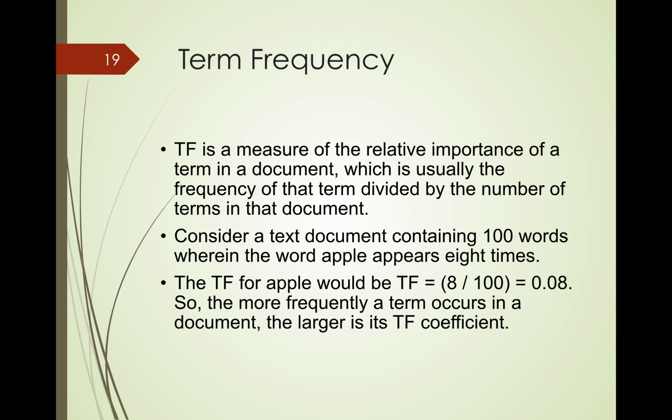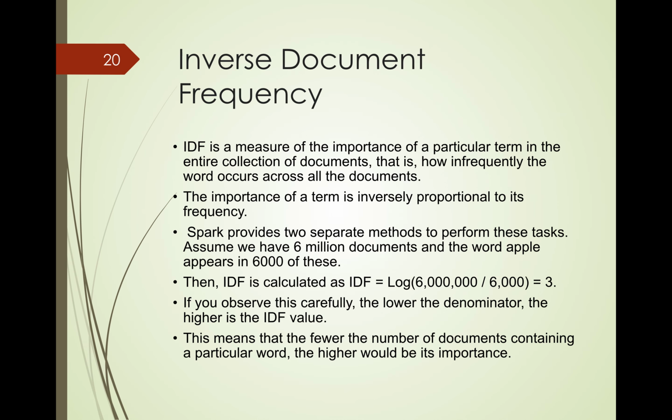Term frequency is a measure of the relative importance of a term in the document. It's the frequency of that term divided by the number of terms in the document. So if your document has 100 words and this particular term apple occurs 8 times, then its term frequency is 8%, 0.08. Now, inverse document frequency is how important it is to the entire collection, not that particular document.